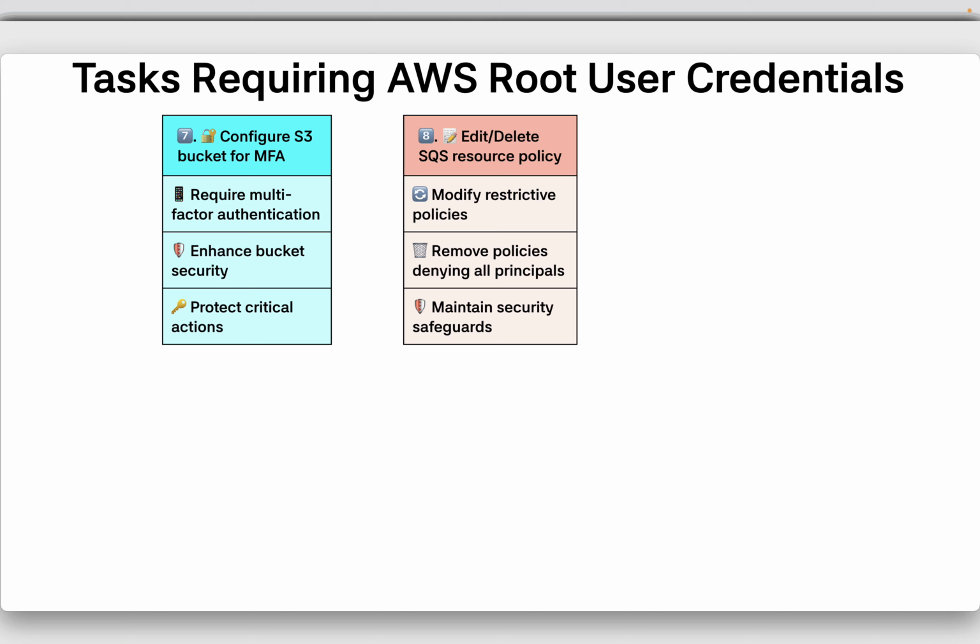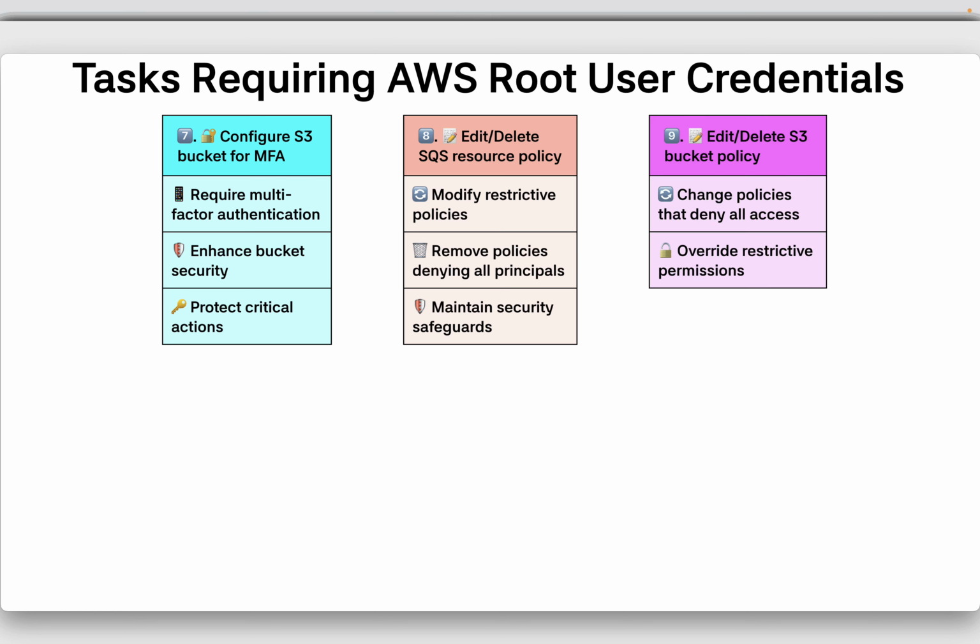Edit, delete SQS resource policies. Root user can modify or remove SQS policies that deny all principals for security reasons. Edit, delete S3 bucket policy. So similar to SQS, root user intervention is necessary for policies denying all principals in S3 buckets.